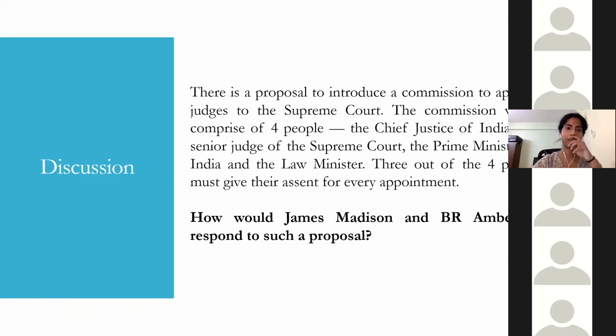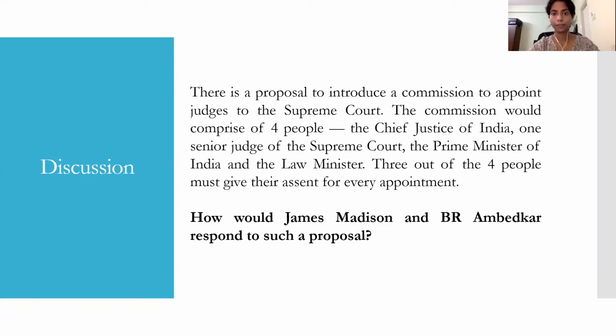So here is the proposal that we have. There's a proposal to introduce a commission to appoint judges to the Supreme Court. Now this commission will comprise 4 people: the Chief Justice of India, 1 senior judge of the Supreme Court, the Prime Minister of India, and the Law Minister. So that's 4 of them.